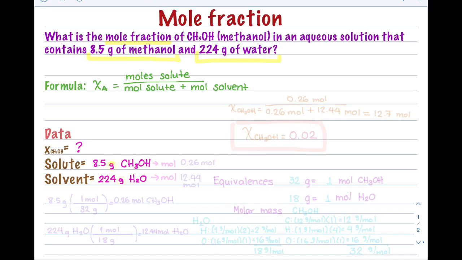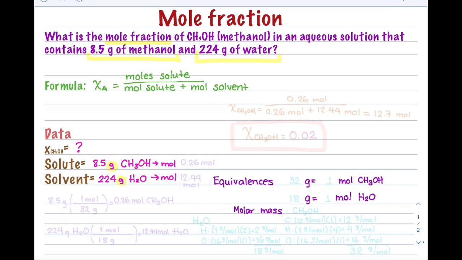Then we need to check the units. In this case, in both of them we have grams, so that means that we need to change both to moles according to the formula. So we need to use some equivalences. Both of them must be given in grams and moles. So that means that we need to calculate molar masses of both of the compounds that we have.